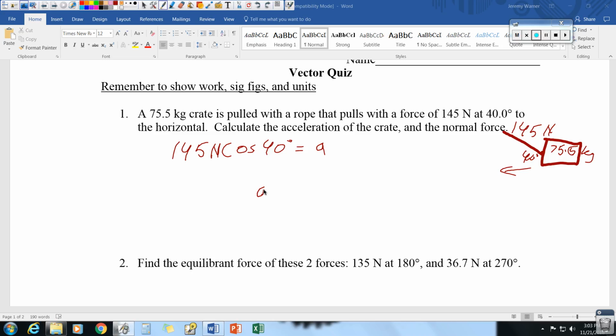So adjacent, which is the same as the x. Let's label it x because that's our horizontal. That's going to be 111 newtons. So that's our horizontal force here, 111 newtons.